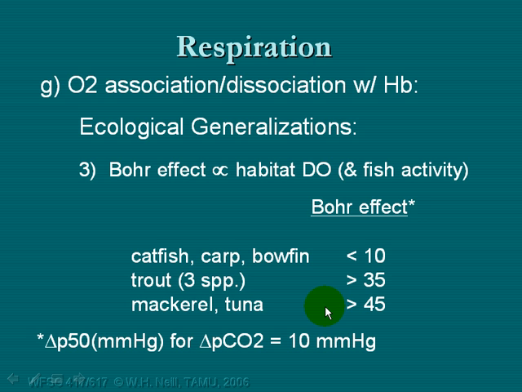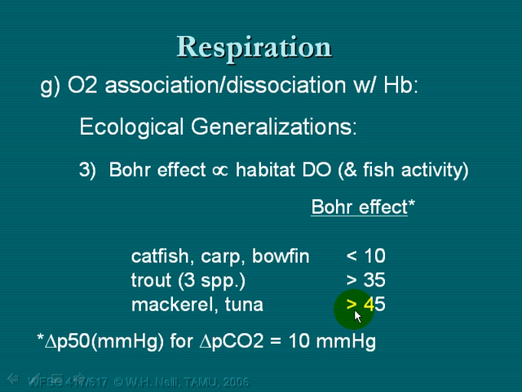And then the third of these generalizations is that the strength of the Bohr effect, or how marked the Bohr effect is, tends to be generally proportional to habitat dissolved oxygen richness, and maybe secondarily to the level of activity of the fish, but probably mostly habitat DO. So here are some Bohr effects measured in terms of the change in the P50 for a 10 millimeter mercury change in the partial pressure of CO2. And for fish that live in oxygen-deficient habitats like the catfish, relatively, I guess, and the carp and the bowfin, we're talking less than 10. But for mackerels and tunas, more than 45.